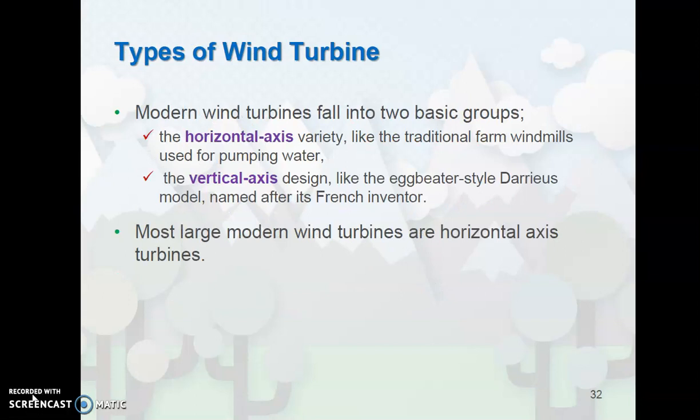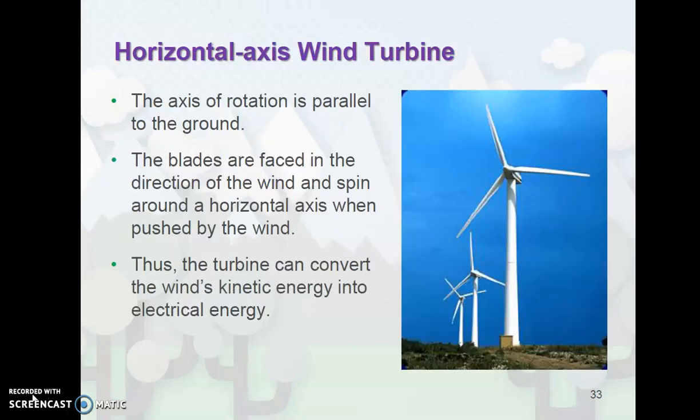Types of wind turbine. Modern wind turbines fall into two basic groups: horizontal axis and vertical axis. The horizontal axis variety is like the traditional farm windmill used for pumping water. The vertical axis design is like the eggbeater-style Darrieus model, named after its French inventor. Most large modern wind turbines are horizontal axis turbines.